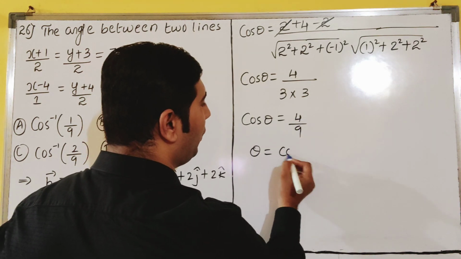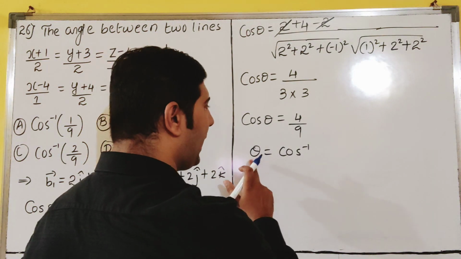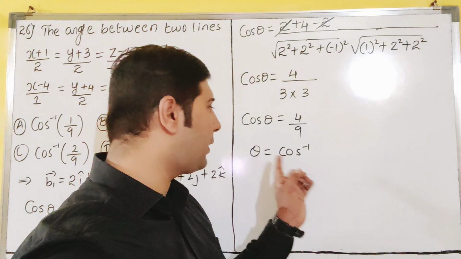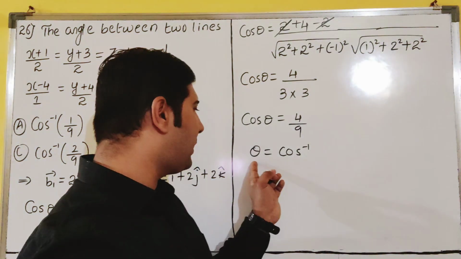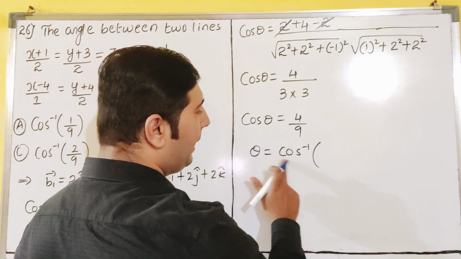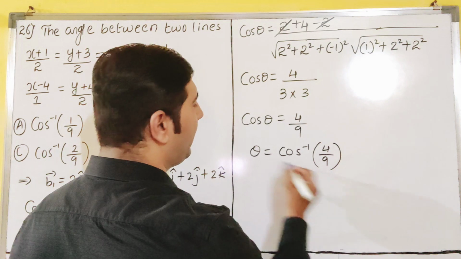Theta is equal to angle. I have to find angle. So that's why theta. Theta is only angle. They have not asked you cosine angle. They asked you only angle. Angle means theta. So cos inverse. If you take cos on the right hand side, it will become inverse. Cos inverse 4 by 9 is our answer, dear students.